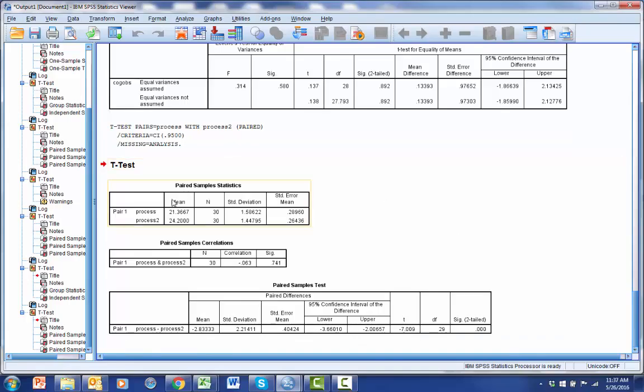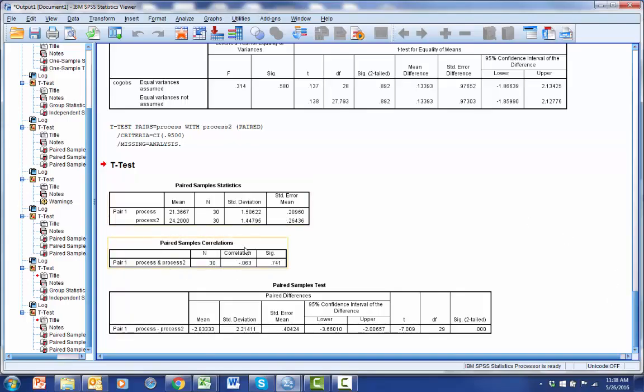In this case, you'll see that the mean for 30 people at time 1 is 21.36 or 37 if you're rounding up to the second decimal place, with a fairly small standard deviation of 1.59. The same group of participants or students were observed at a second point in time, and you can see that their mean improved from 21 to 24.2 with a similar standard deviation, quite small.